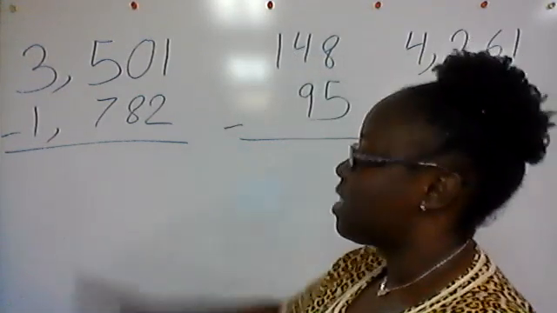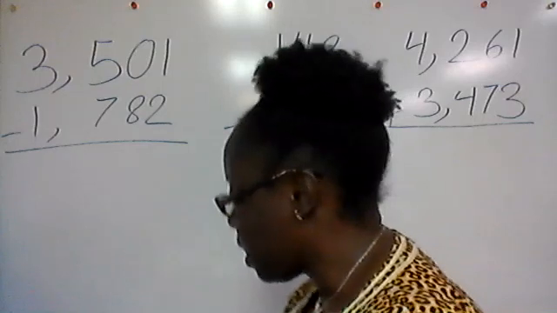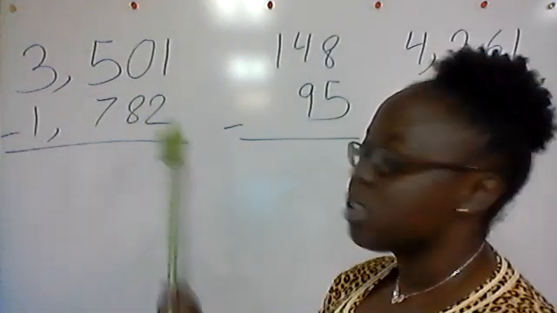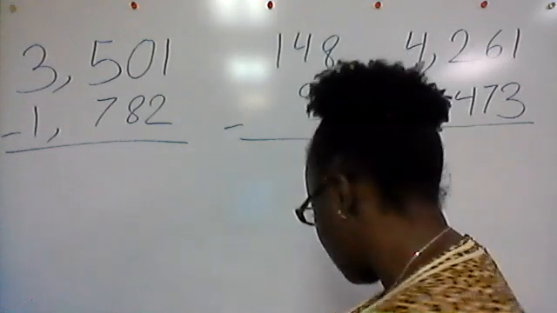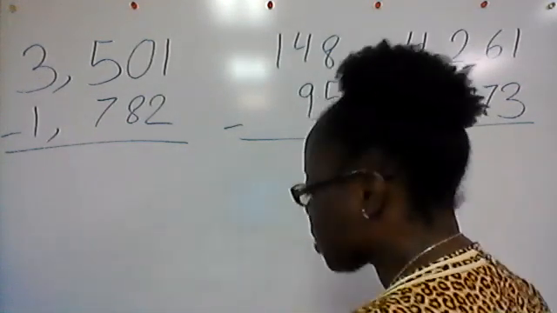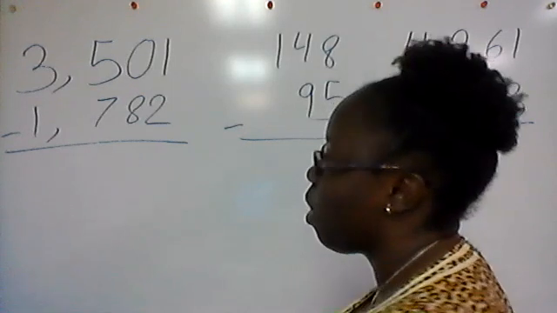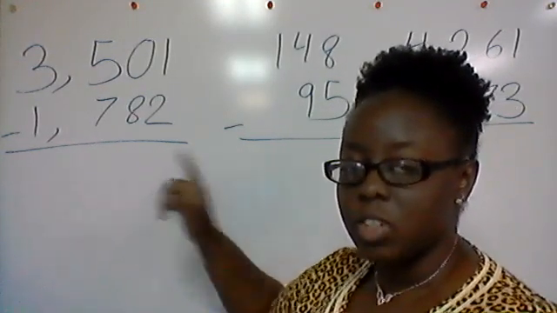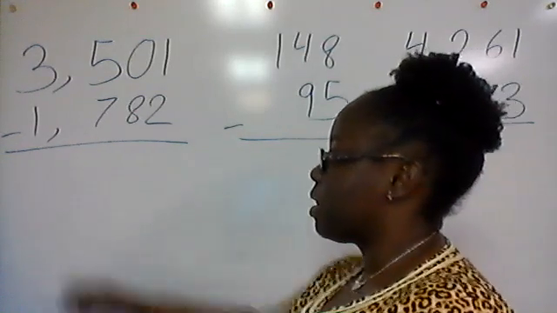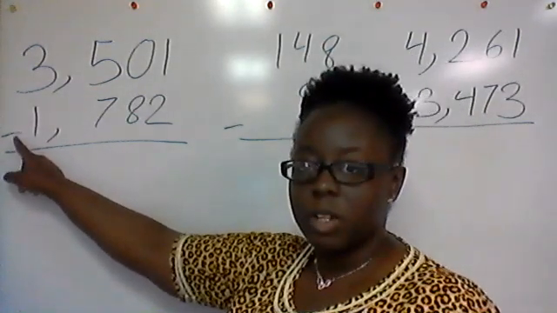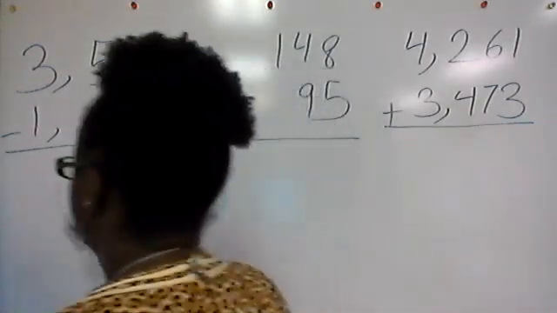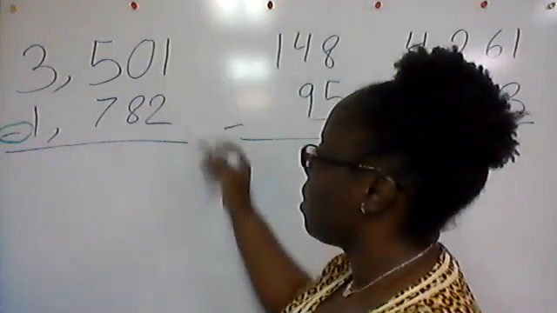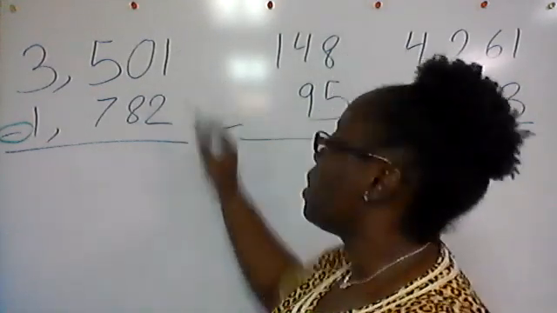Alright, so let's take a look at the subtraction problems I have here on the board. I have 3,501 minus 1,782. So, what's the first thing that you always do when you're looking at a problem? Well, you look to see if we are doing addition or subtraction. And we are doing subtraction, so that means we need to start here. We always start where? In the ones place.